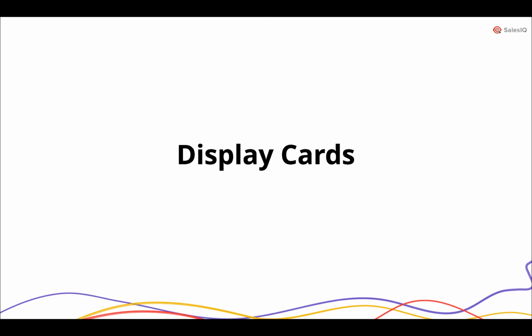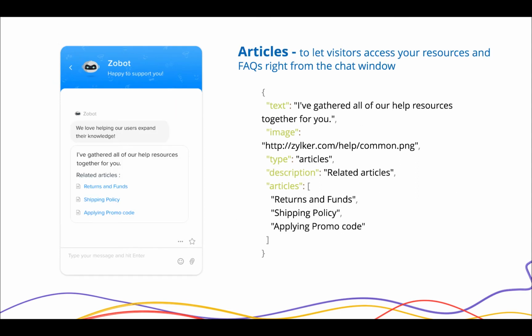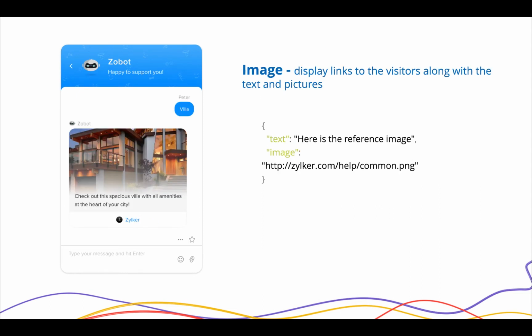And then come the display cards, which will display output to the users. In this case, you have three options. You have the option of displaying URLs to your website visitors inside the live chat widget. You can give them access to articles and FAQs right from the chat window. And you have the option of using images. These can be used in combination with both articles and URLs, so they make your chat window more appealing.